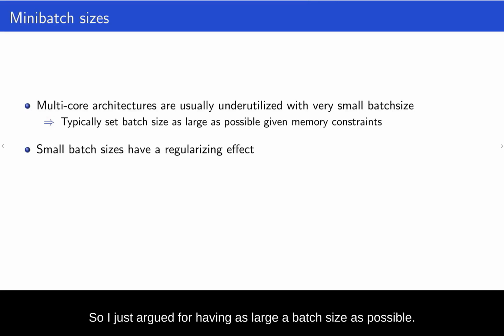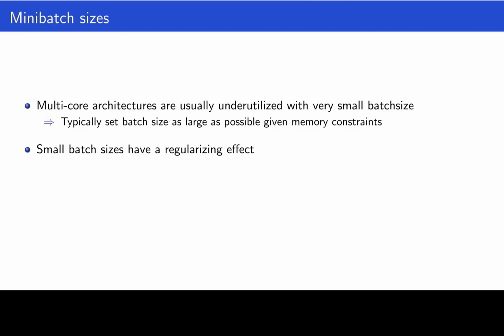So I just argued for having as large a batch size as possible. However, I'd also like to note that it has been observed that small batch sizes have a regularizing effect. That is because they basically just add noise to the optimization, which could then lead to a wider local minimum where you generalize better.